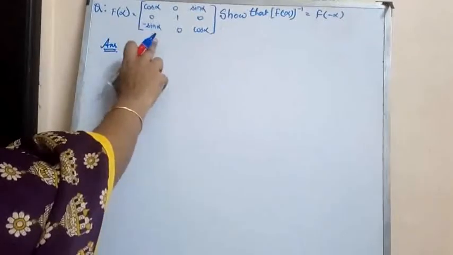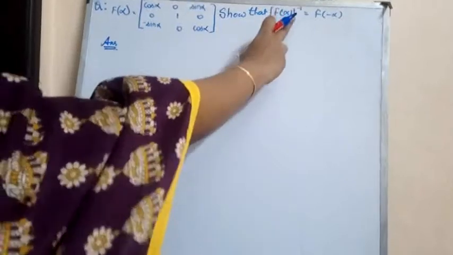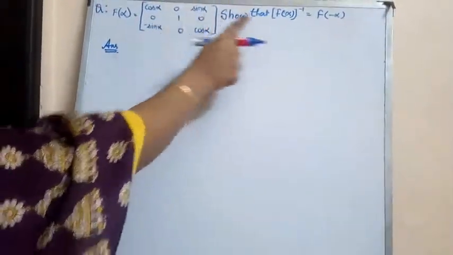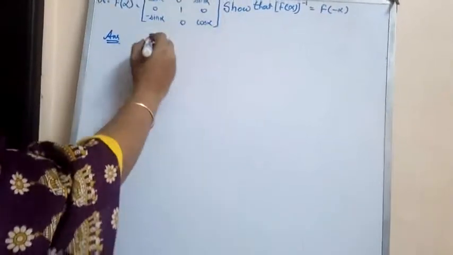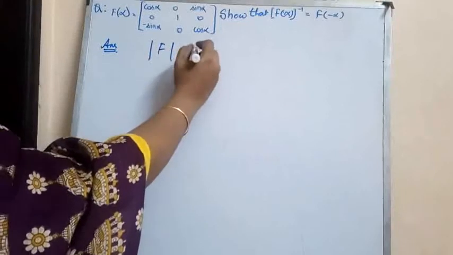Here we have a question. F of alpha is equal to this. Show that f of alpha, the whole inverse, is equal to f of minus alpha. So to find f of alpha inverse, we have to check whether the determinant value is equal to 0 or not.